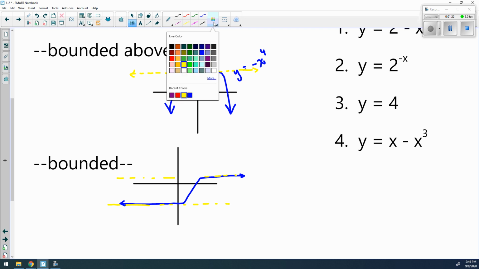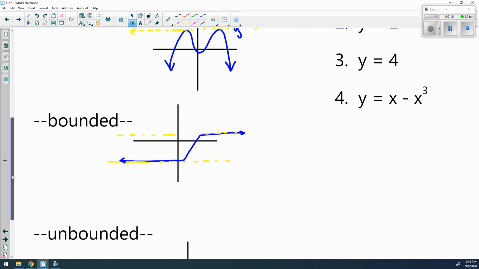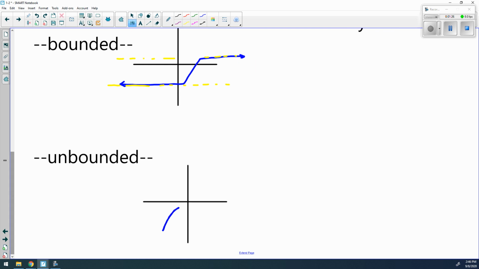And then finally, something that's unbounded would maybe be something like the cubic function, like so, y equals x to the third. And it's unbounded because it goes off towards positive infinity to the right, and off towards negative infinity to the left. There's no lowest most or highest most point. So those are our 4 types of boundedness.